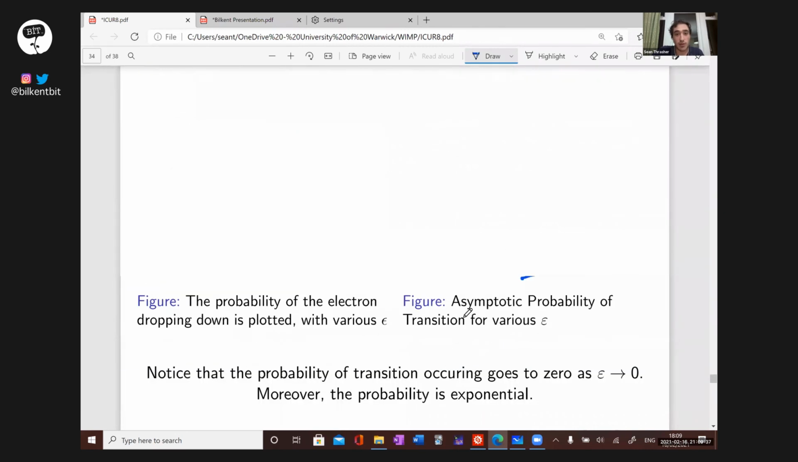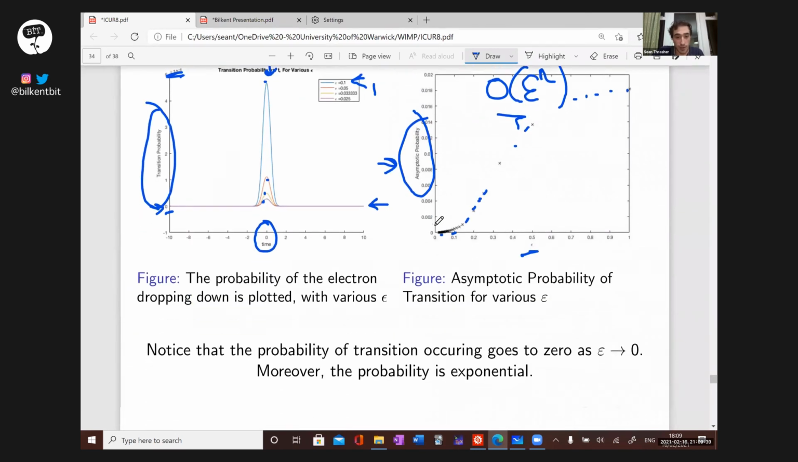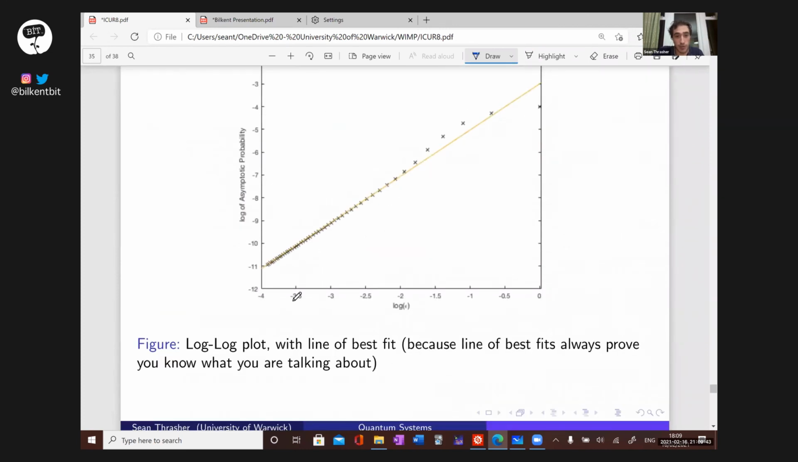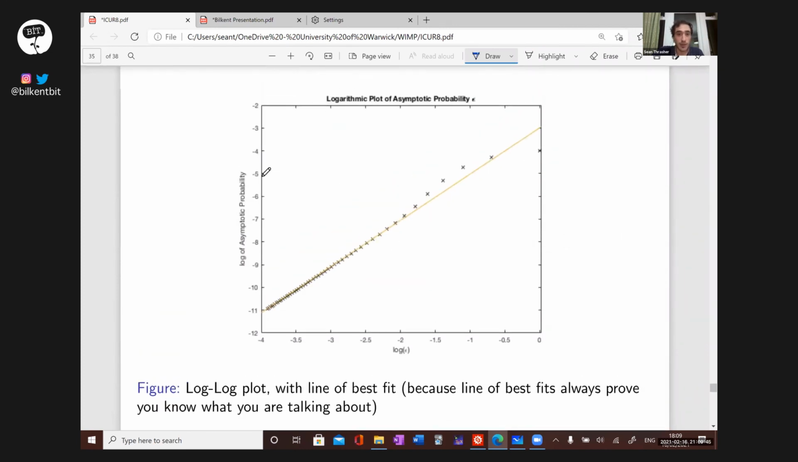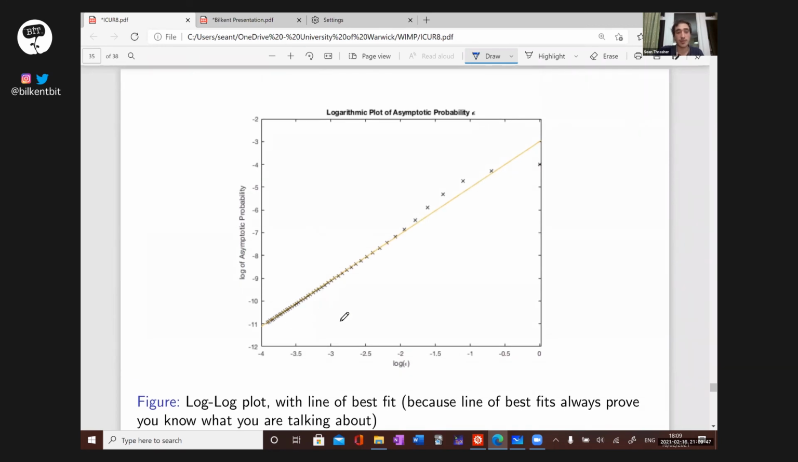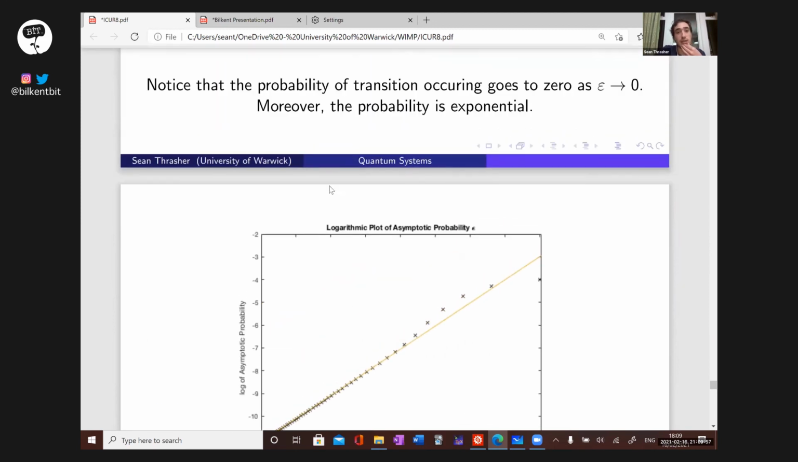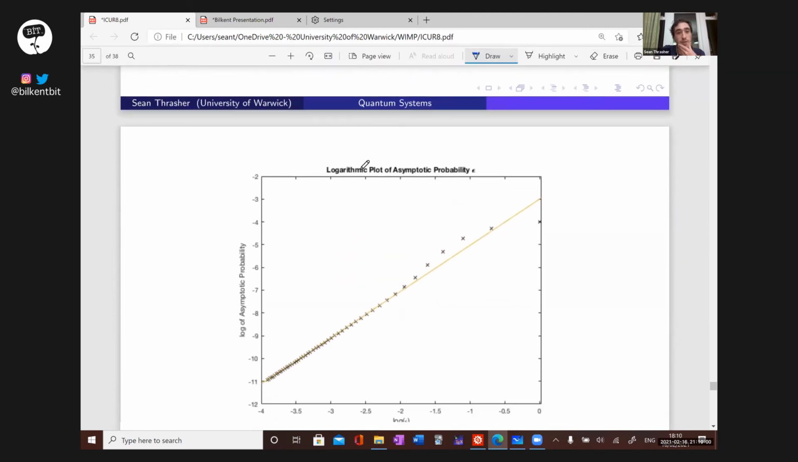So we plotted log and log, and drum roll, please. There you go. That looks pretty. That looks a pretty straight line, if I say so myself. So yeah, if you plot the log against the log of the asymptotic probability, you indeed get this sort of straight line graph, which, in a sense, confirms what was in the literature.